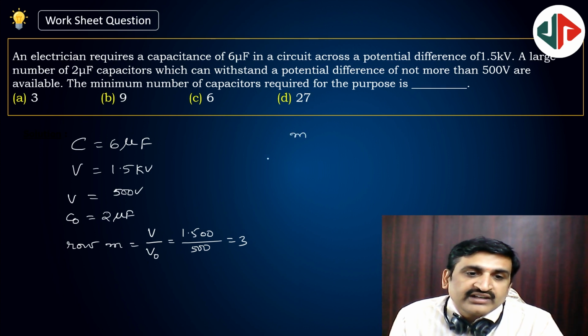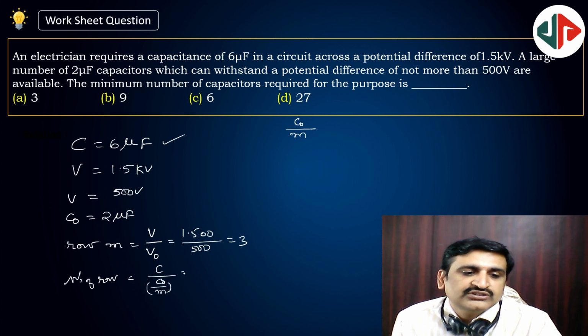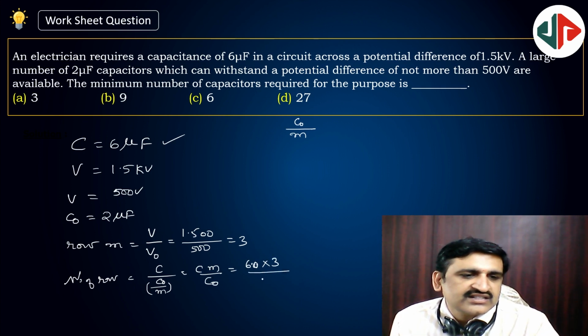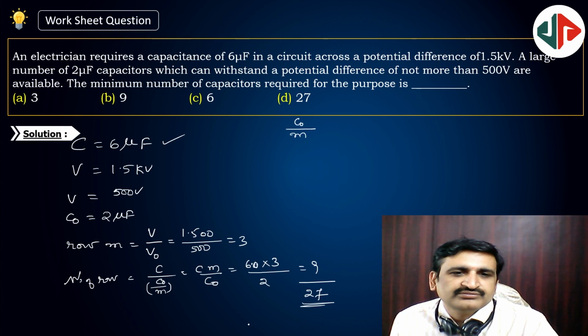Now if you connect like this, the capacity will be C0 by M. But how much desired capacity C do I want? So how many such rows do I have to put? Number of rows is equal to desired capacity by C0 by M, so this is equal to CM by C0. That is 6 into 3 by 2, which is 9 such rows. Each row has 3, so 3 nines are 27. 27 should come. Option D.